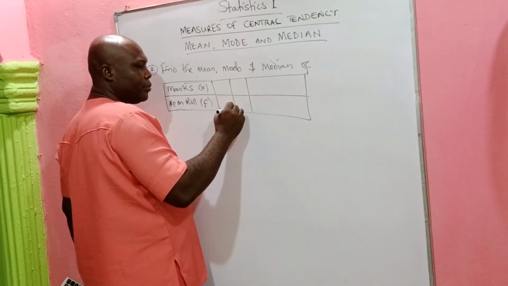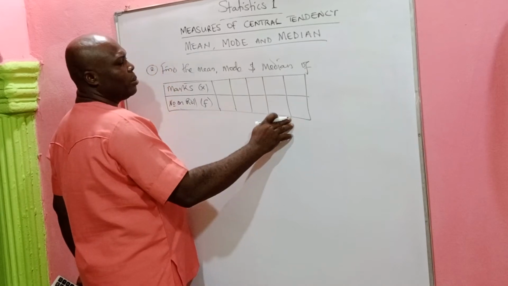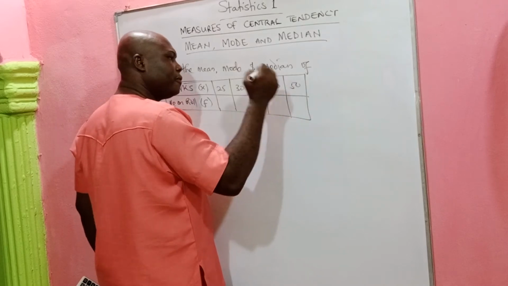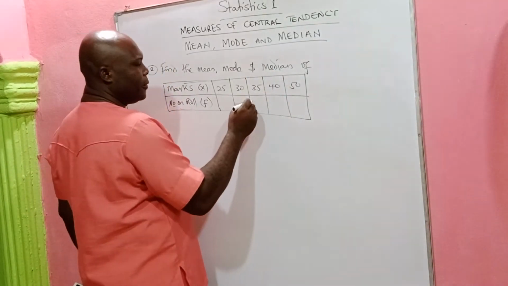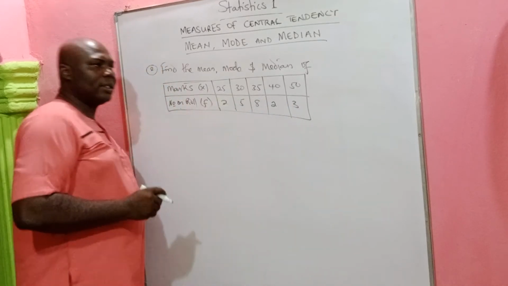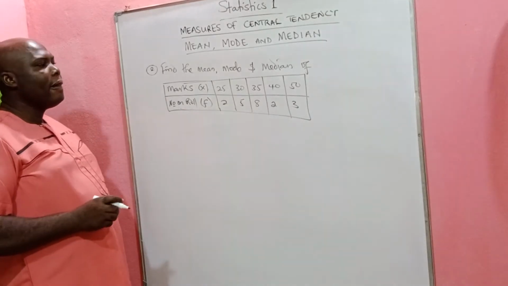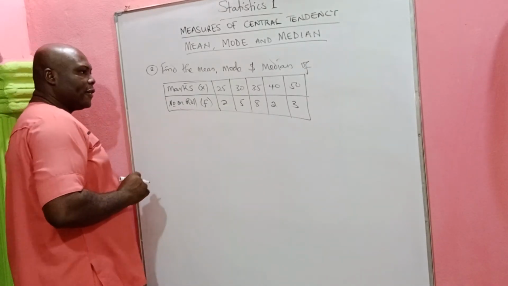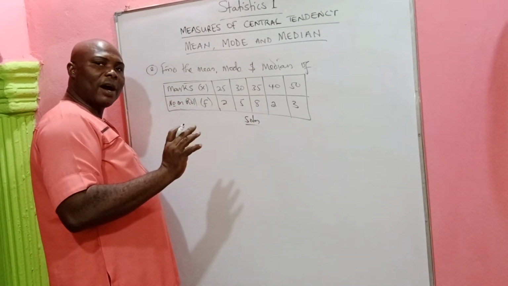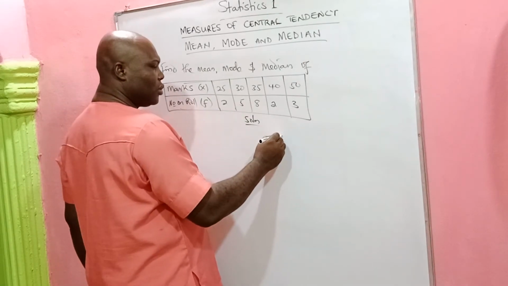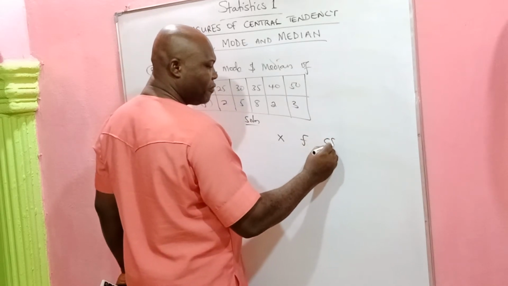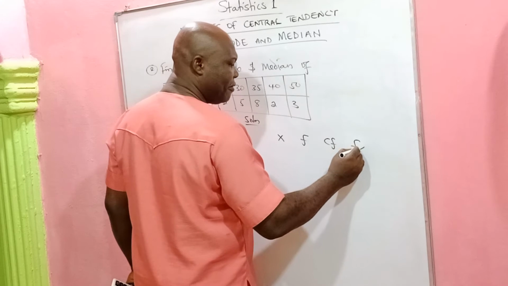So we have this. Assuming we have, let's say, 25, 30, 35, 40, and 50, and then the frequency. Alright, this is the frequency, and we are asked to find the mean, the mode, and the median. Let's see how we can handle that. Solution. First, we need the table of values to solve this. In our table of values, we are going to have the x, the f, frequency, then the cumulative frequency, and then our fx.